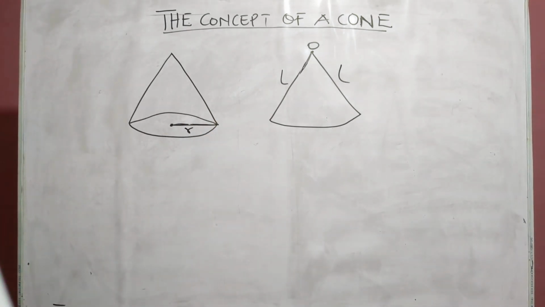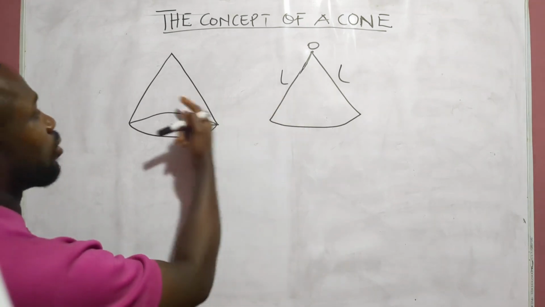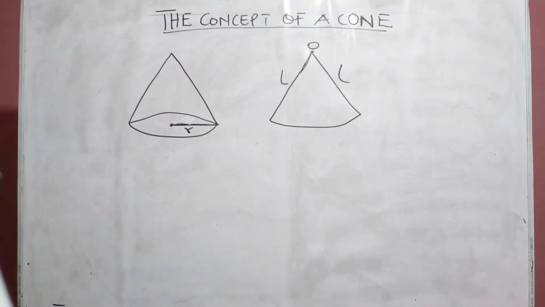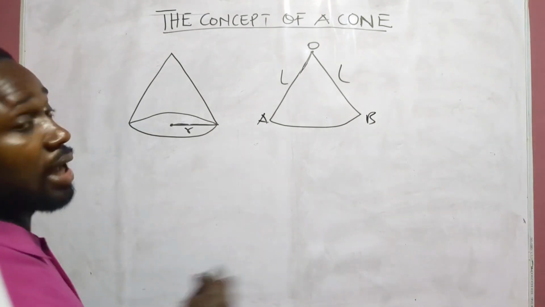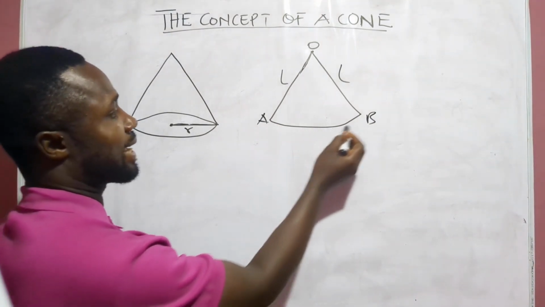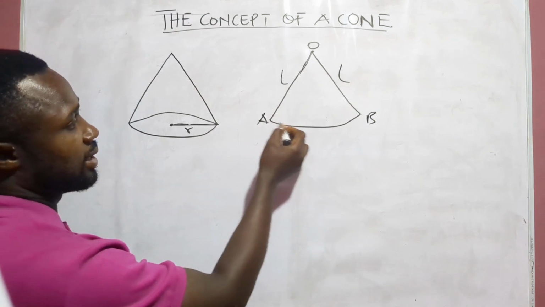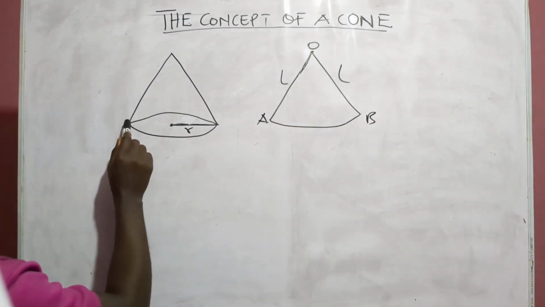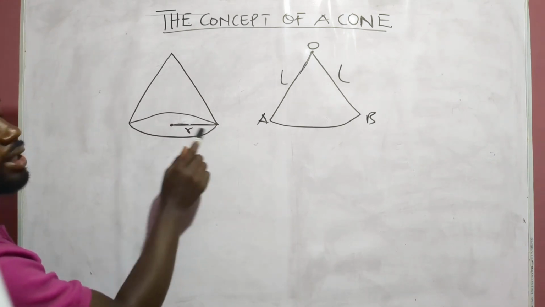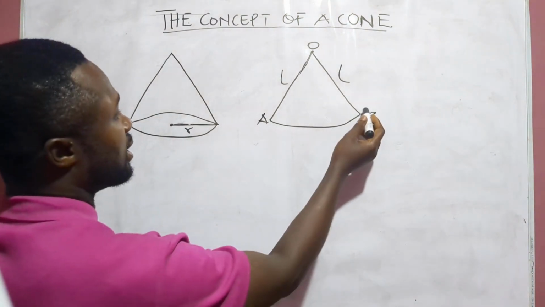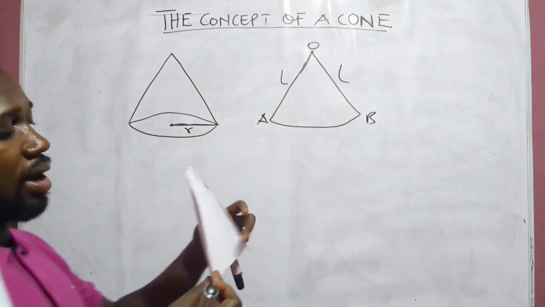First of all, we are going to look at the relationship between the cone and the sector. If you look at the sector here, this is the arc of the sector, and the arc of the sector is equal to the circumference of the base of the cone. Let's come back to our illustration again.